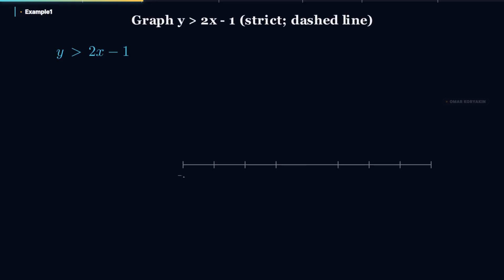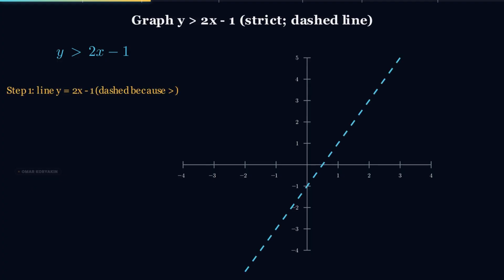Here is the first worked example. Graph the inequality y > 2x - 1. The boundary line is y = 2x - 1. The inequality is strict, so the line is dashed, and the test point method will determine which half-plane to shade. Step 1. Draw the boundary line y = 2x - 1.